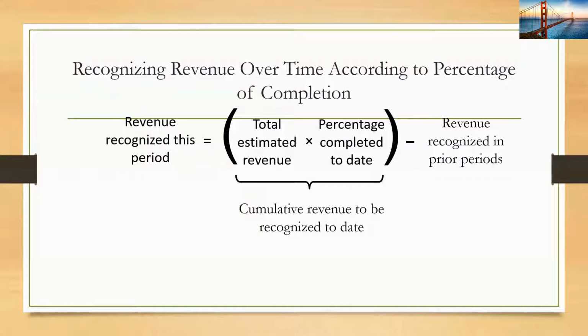Another way to estimate progress is to base it on the seller's input, measured as the proportion of effort expended thus far relative to the total effort expected to satisfy the performance obligation. Measures of effort include costs incurred, labor hours expended, machine hours used, or time lapse. The most common approach to estimating progress toward completion is to use the cost-to-cost ratio that compares total costs incurred to date to the total estimated cost to complete the project.